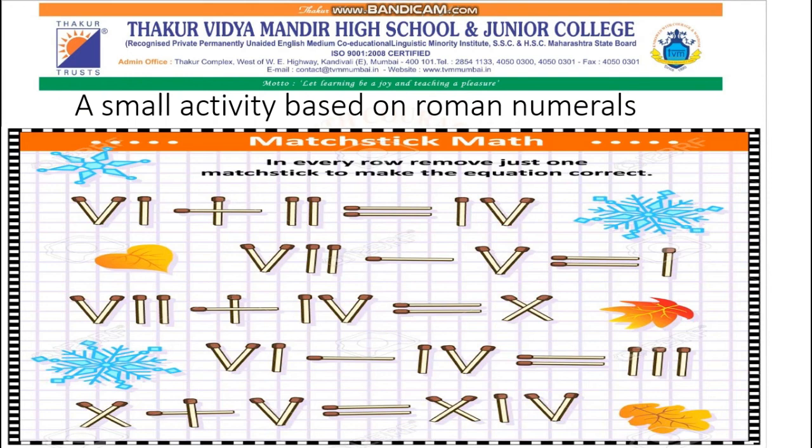So what you have to do? You have to just remove one stick from it and make the equation correct. For example, in this first equation, I will just lift one standing stick from the addition sign. That is, if I lift one vertical stick from addition, then it becomes subtraction. So now VI minus II is equal to IV. So that makes your equation correct. Like this, you have to make all these equations correct by lifting one stick from it.